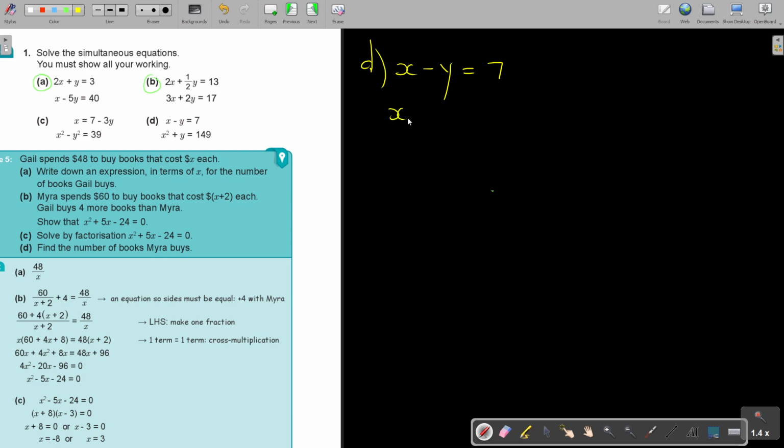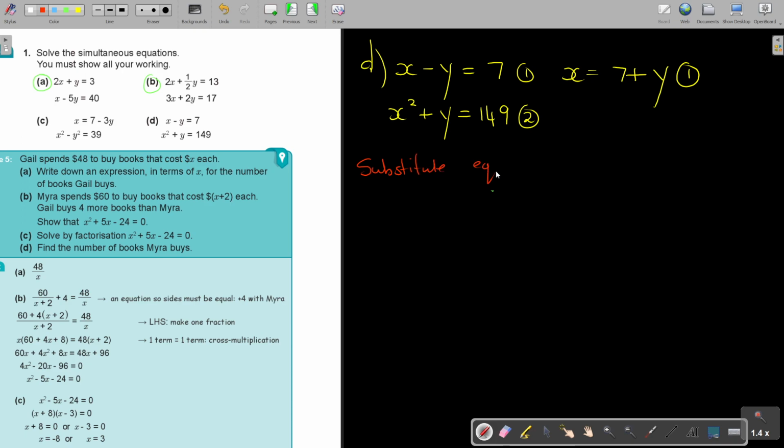So this is again what I said to you. If you see that this is equation 1, then change it. Make it x equals 7 plus y. Take the y over. This is still equation 1. Okay, this is equation 2. So substitute equation 1 into equation 2.